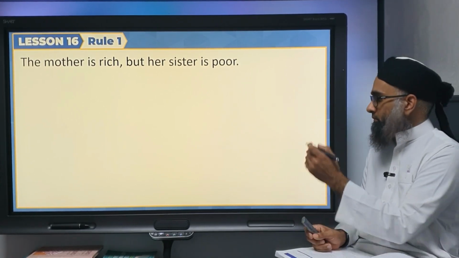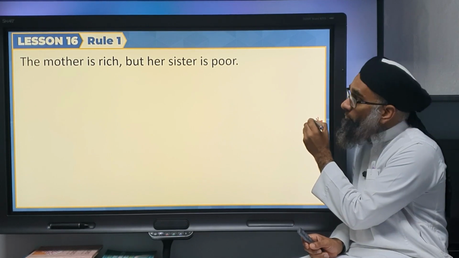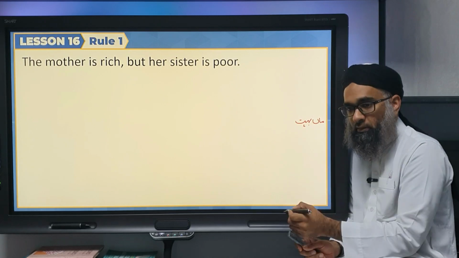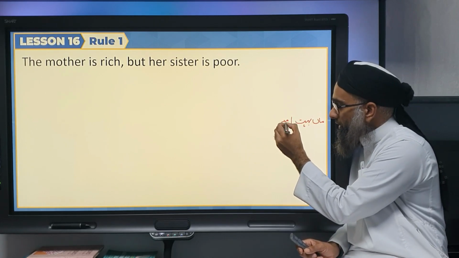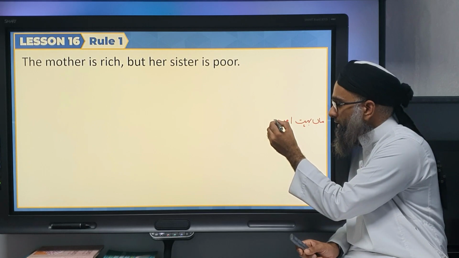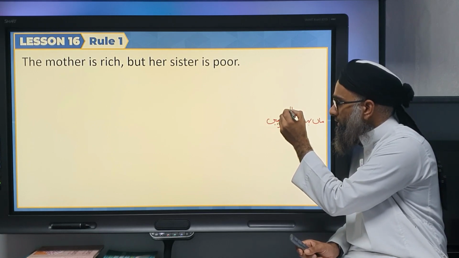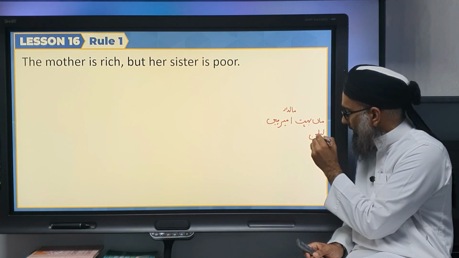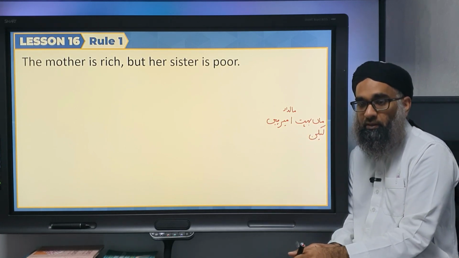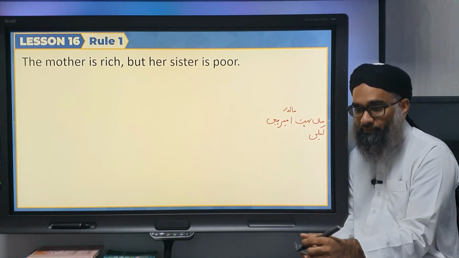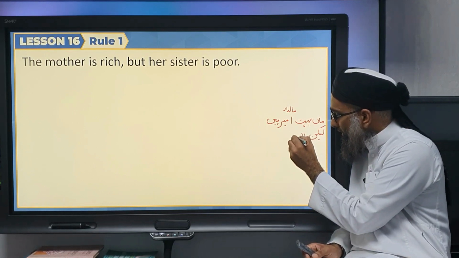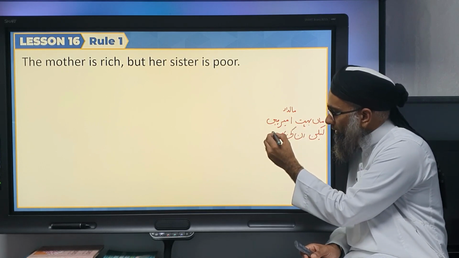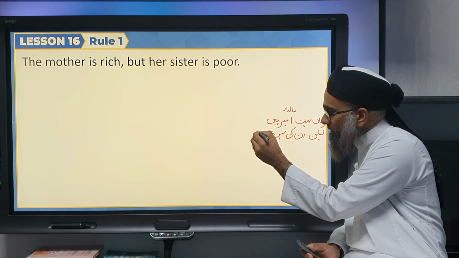Maa bahut gareeb hai. No, maa is rich. Maa bahut ameer hain. Bahut ameer. What would it be? Ameer hain. Maa bahut ameer hain. Another word for ameer is also maaldaar. So maa bahut maaldaar hain. But uski... because now us is referring to who? Unki, because referring to the grandmother. So, lekin unki behan gareeb hain. Gareeb hain. You see? Ji.